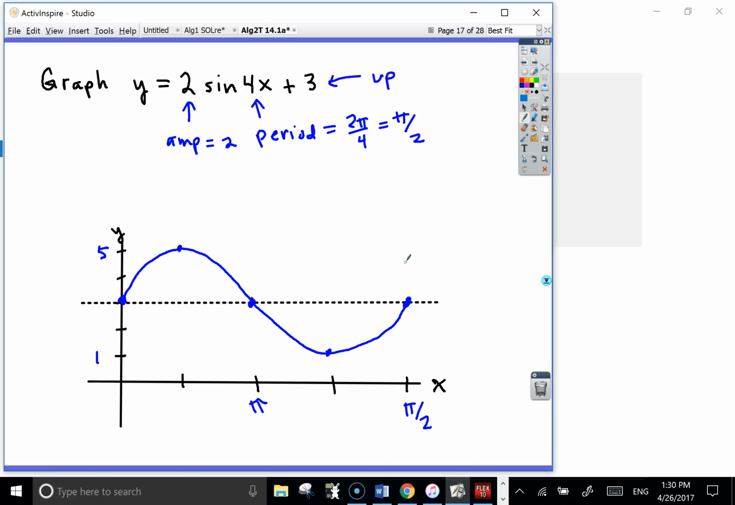Oh, did I do that wrong? Yeah, it should have been pi over 4. In my mind, I was thinking 2 pi on the right. Thank you.